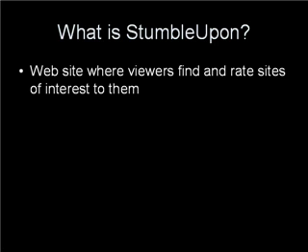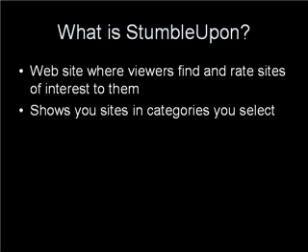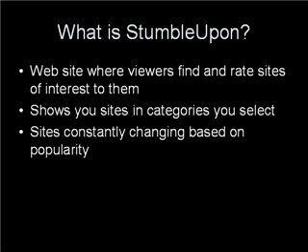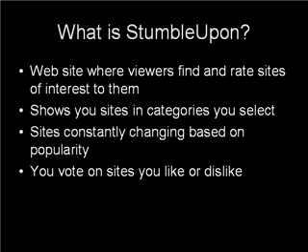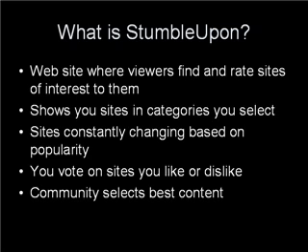So, what is StumbleUpon? StumbleUpon is a website where viewers find and rate sites of interest to them. It shows you sites in categories that you select. And the cool thing here is that these sites are constantly changing based on popularity. You vote on the sites, and so do thousands of other people. And as they vote on the sites that they like and dislike, it distills the best sites which rise to the top and make it easier for you to see them and vote on them yourself.